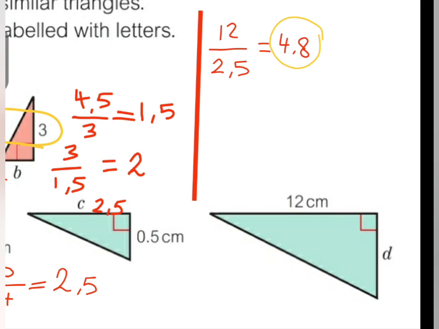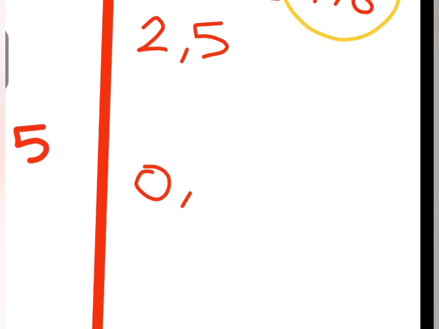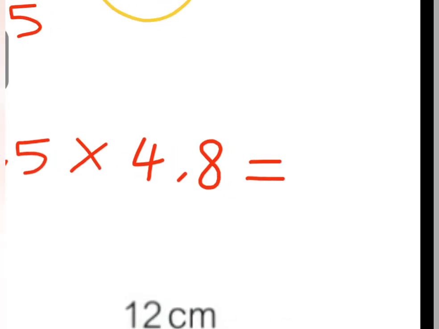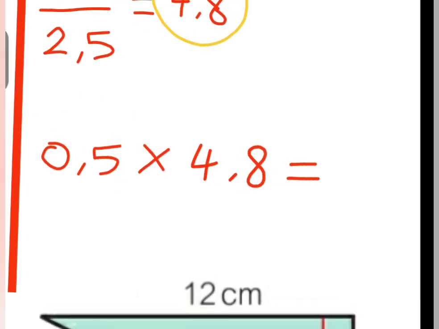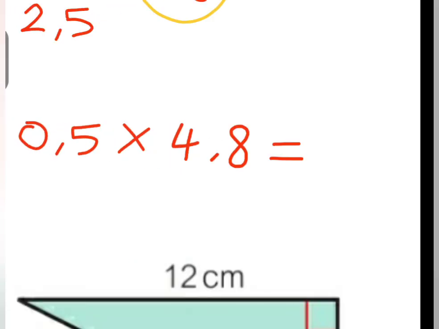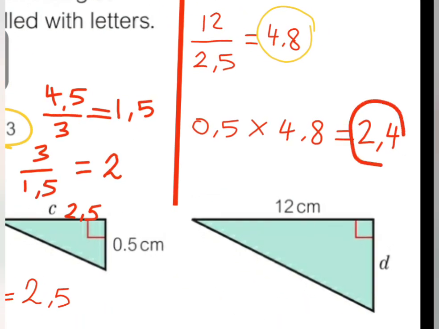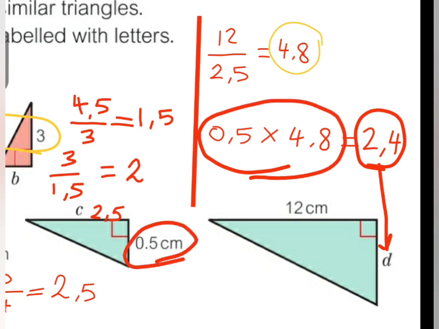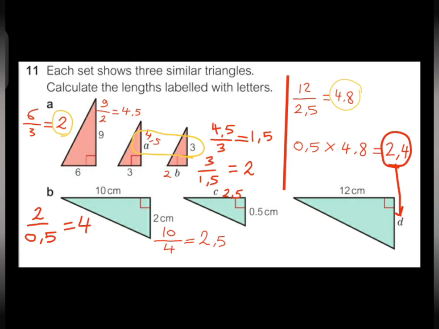Let's do it here. So 0.5 times 4.8. And the answer, we can use the calculator to do this, but basically 0.5 means half. So half of 4.8 is what? Very good. It's 2.4. Good job. So D is 2.4 centimeters. And we did this by multiplying the scale by the length of the small side. And this is how you answer a question like this.